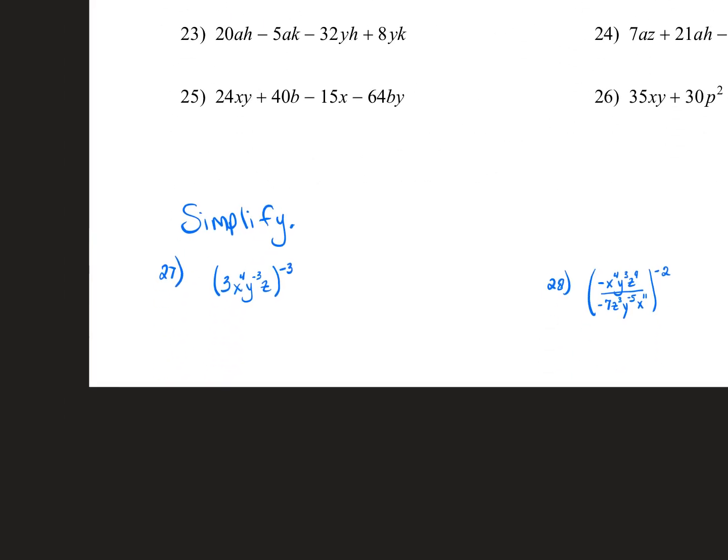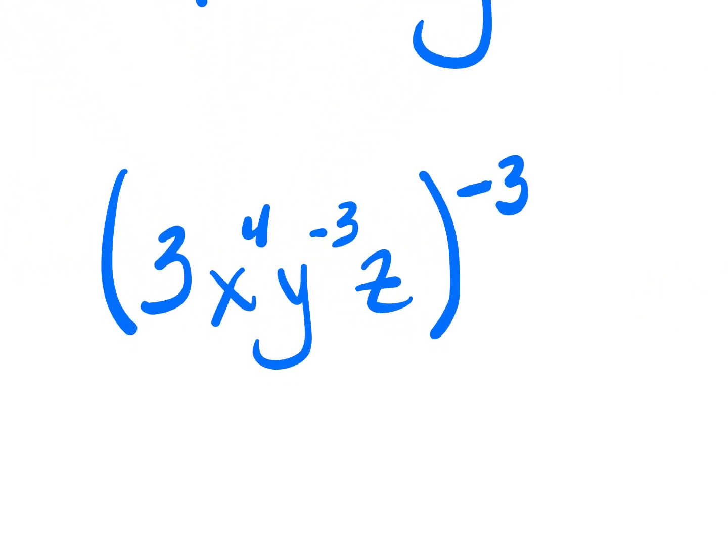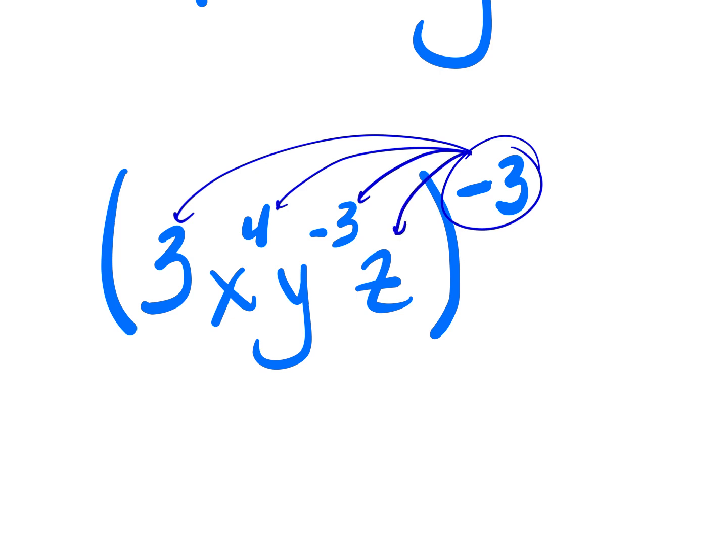27. What should I do first? Distribute. So we distribute the exponent to everything on the inside. So we have 3 to the power of negative 3. What do I do when I have a power raised to a power?